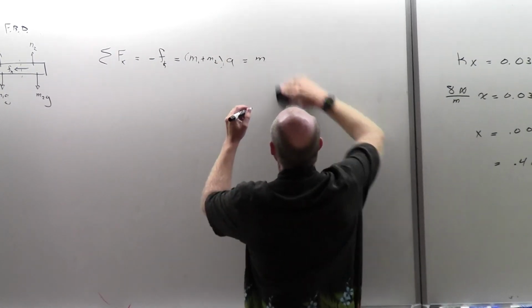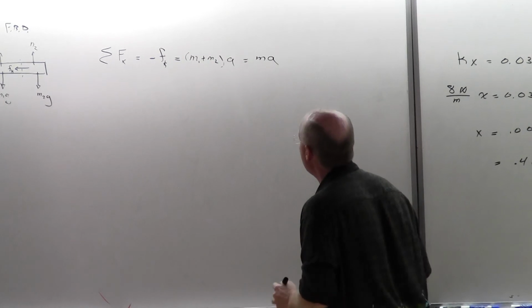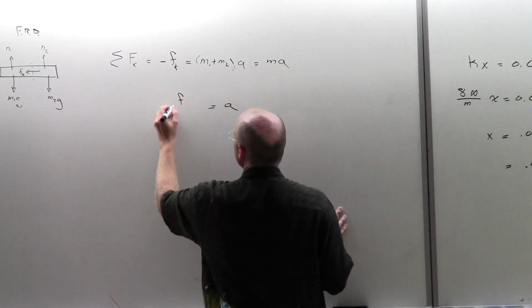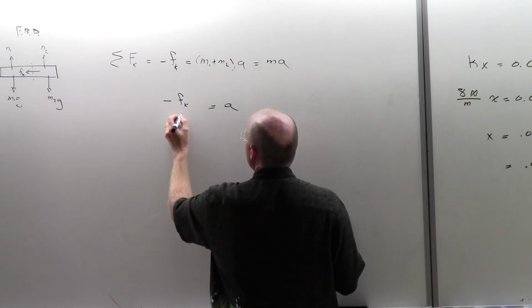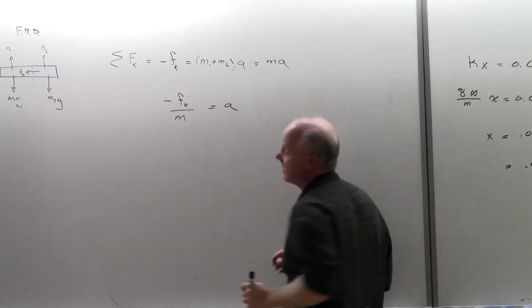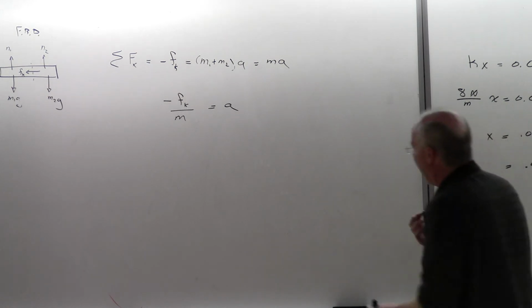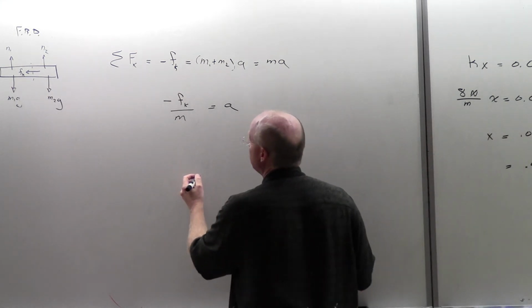A is that the acceleration is clearly a negative. It's slowing it down. It is the force of friction divided by its mass. I mean, that's what it is. The harder part, though, is how do you get that force of friction?